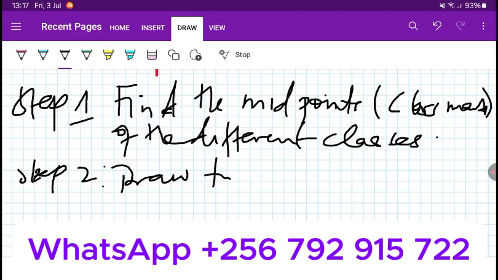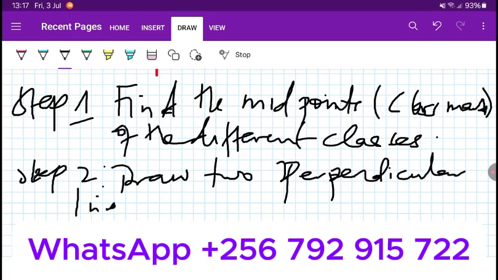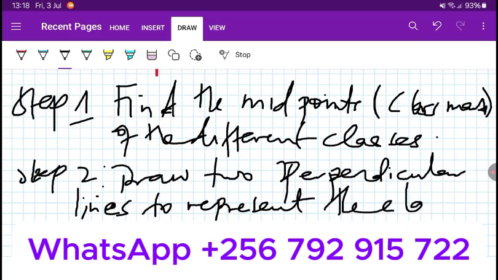Then of course the second step is for us, when we have gotten those, for us to just draw the two perpendicular lines to represent the class mark, or the midpoints, on the horizontal, and then frequency on the vertical.